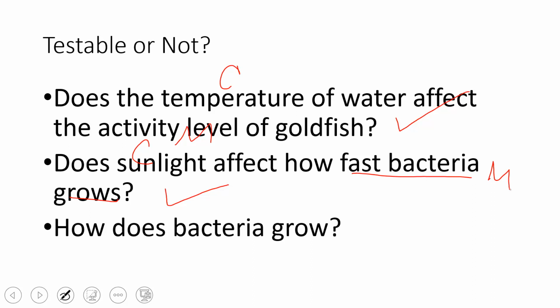How does bacteria grow? Nope, this one is not testable. It's not testable because I don't have anything I can change or anything I can measure. It would be fun to research, but it's not a testable question for an experiment.